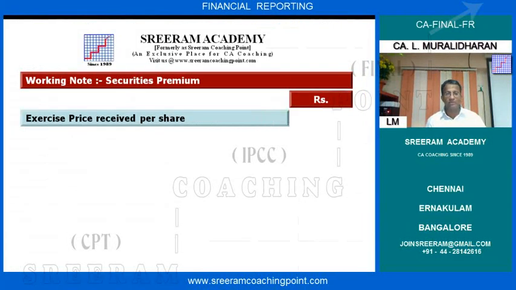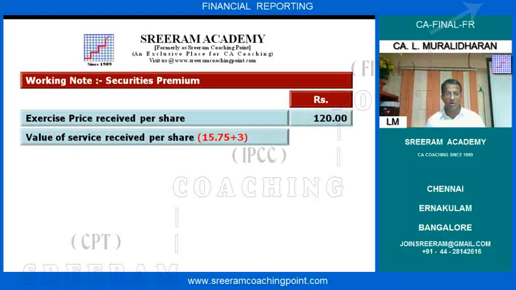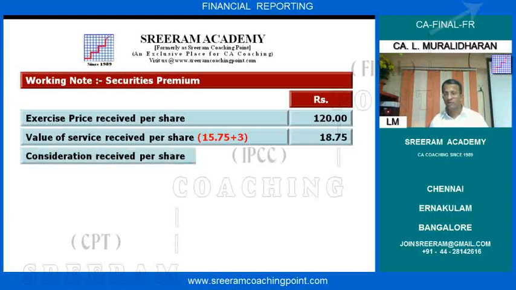Exercise price received per share. No longer 125, it is 120. Value of service received. 15.75 was the value of the option on the date of modification. And because of the previous history of 3 rupees that we are going to add, therefore value of the service rendered should be taken up at 18.75.